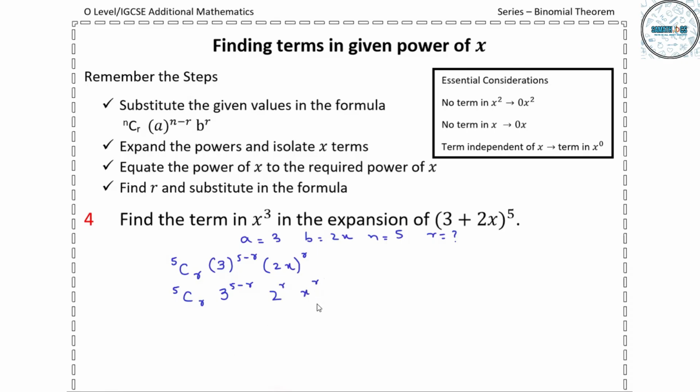Here the x term is already isolated. So we will equate x power r to x power 3. It means the value of r is 3. Now we will substitute this value of r in this, where we have already substituted the values and simplified.